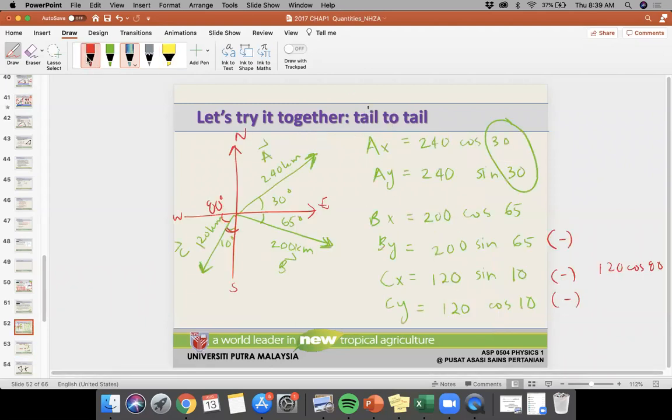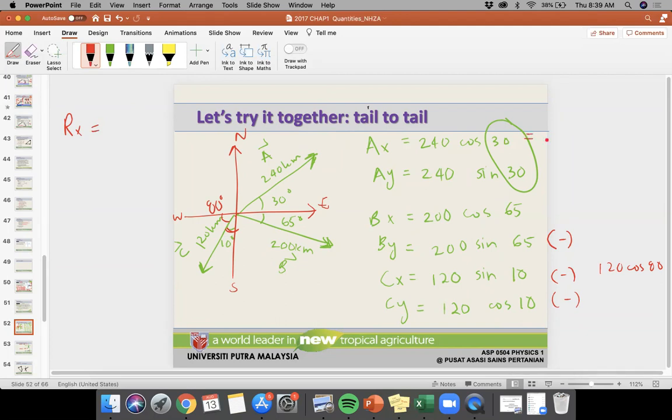Okay, so let's move on to the resultant. We already resolved the components, so now we can find the resultant. How do I find the resultant? Add all the x's together, right? Because you can only add vectors if they are in the same direction.